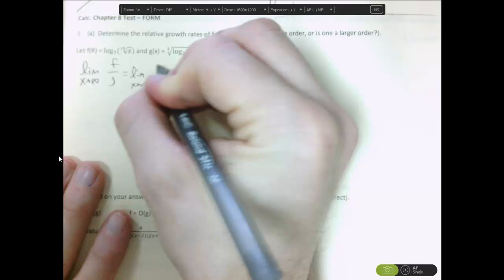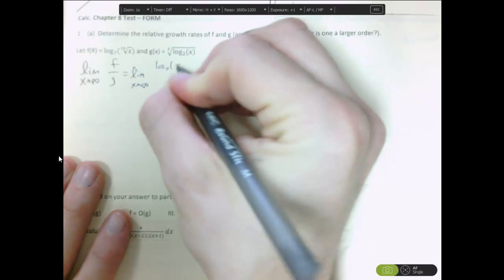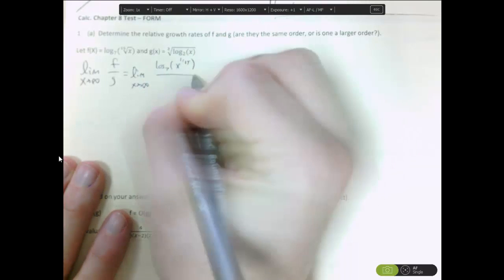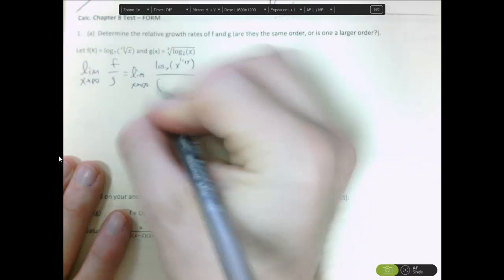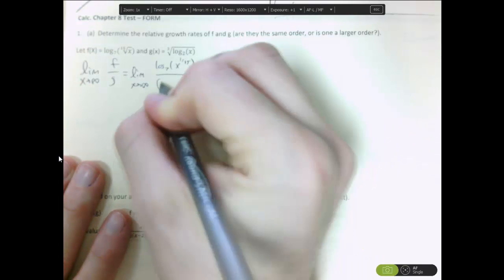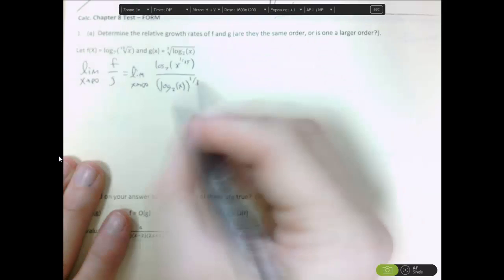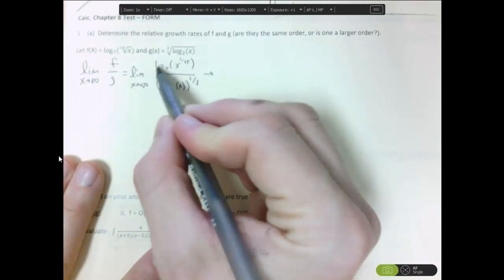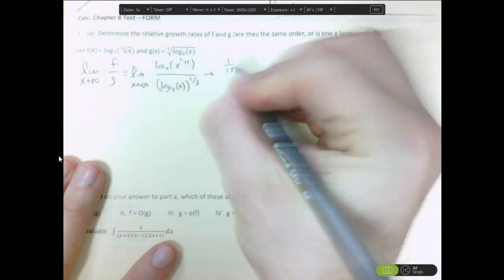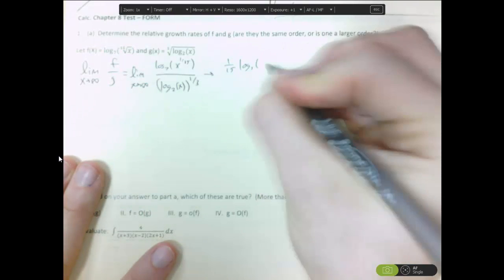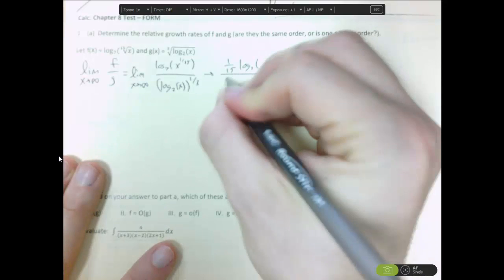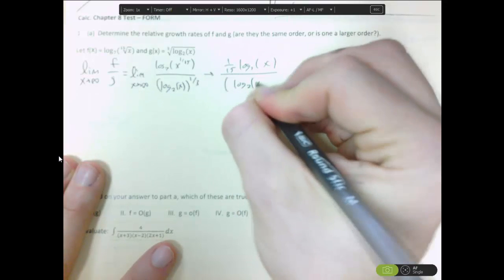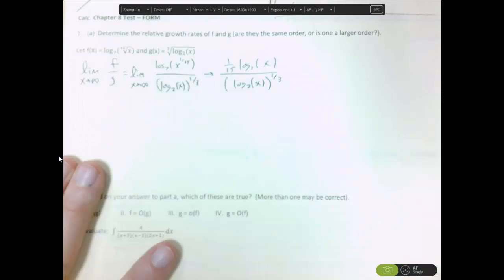So the f function is log base 7 of x to the 1/15th. The g function is log base 2 of x to the 1/3. I'm going to go ahead and simplify this right away by bringing the exponent to the outside. If you didn't do that, it's okay. This same process will work out exactly as before. It will just take a little bit longer and be slightly messier.